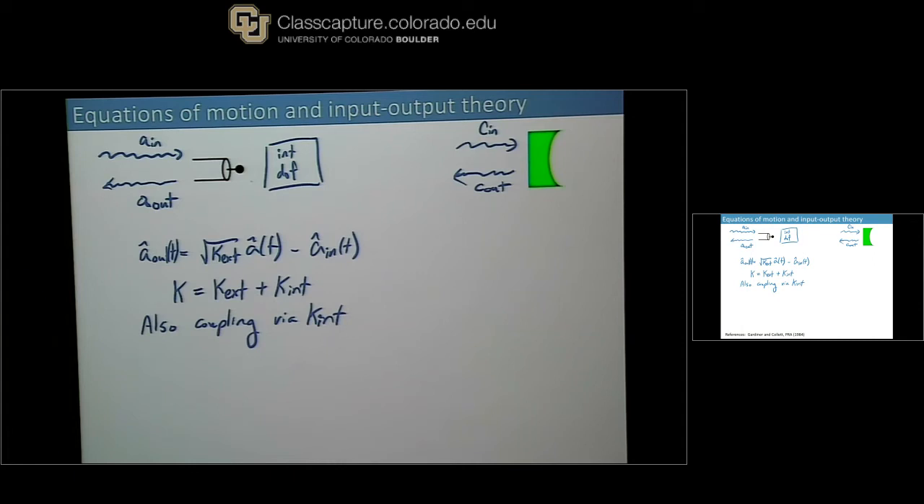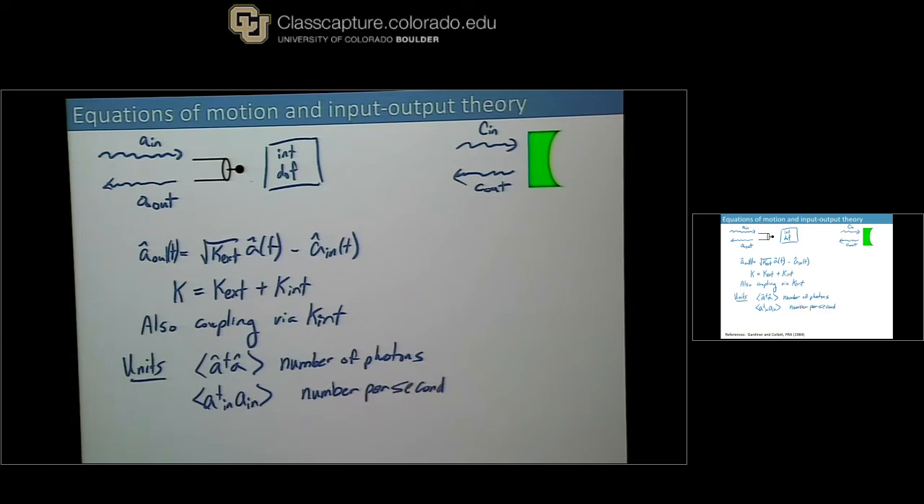In terms of units, it's useful to keep in mind: this A dagger A is the number of photons that are in the cavity. But if I want to think about these propagating modes, then for this input field, this will have units of number per second. If you look at that equation, it makes more sense that I've thrown in something unitful there, and those A's actually don't have the same units.